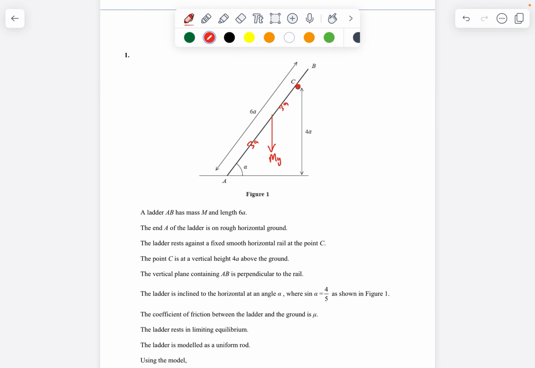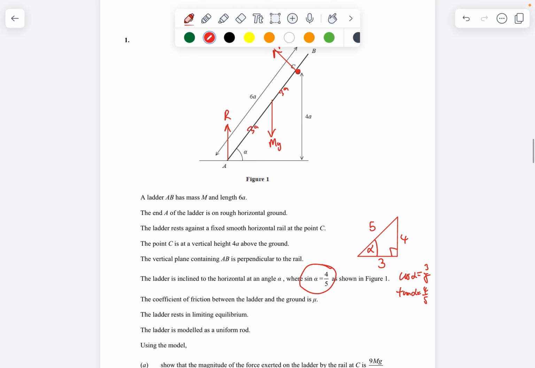It's resting against our peg, so that's going to have a normal reaction there. It's touching the ground, so that's going to have a reaction there. We're given that sine alpha is 4 over 5, so we know that the opposite side is 4 and the hypotenuse is 5. So that tells us from our Pythagorean triple that the adjacent is 3, and therefore cosine of alpha is 3 over 5 and tan of alpha is 4 over 3.